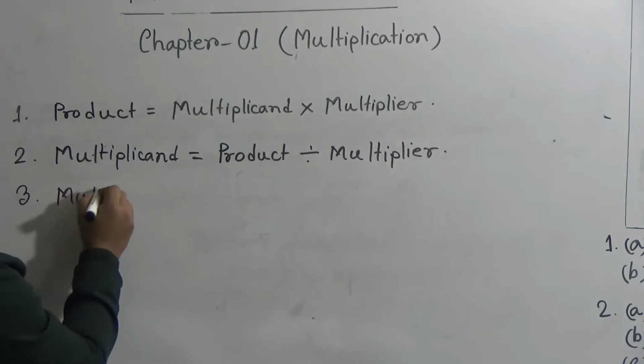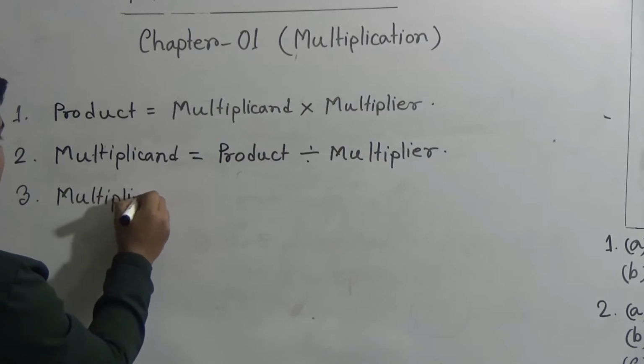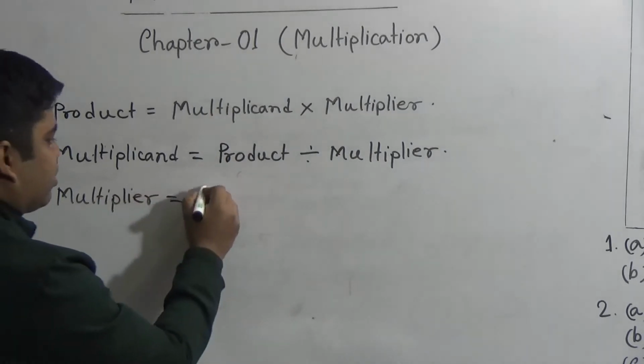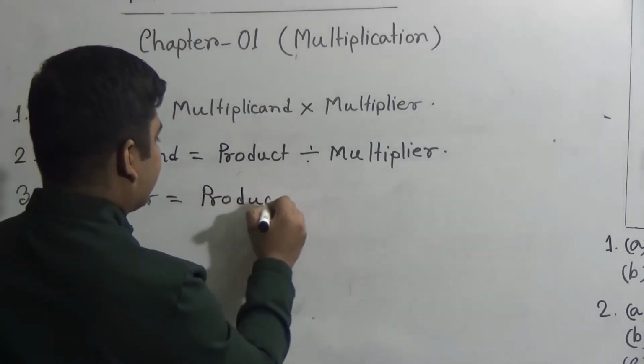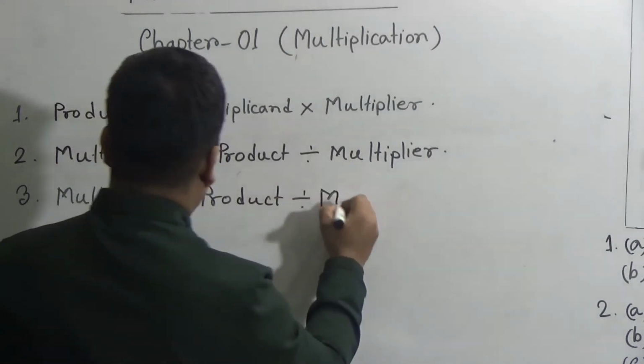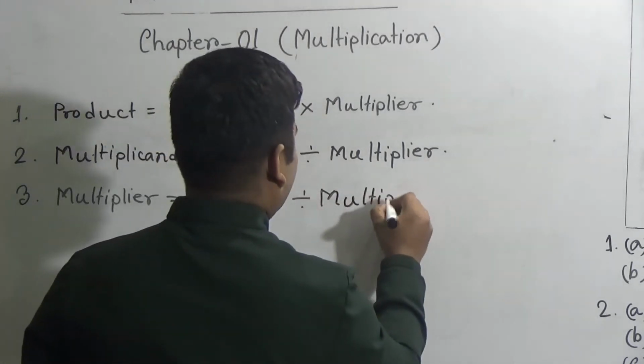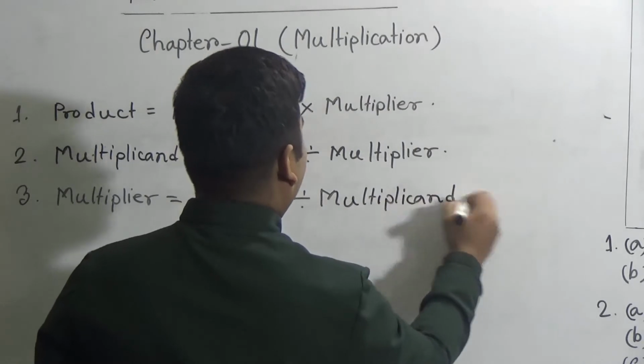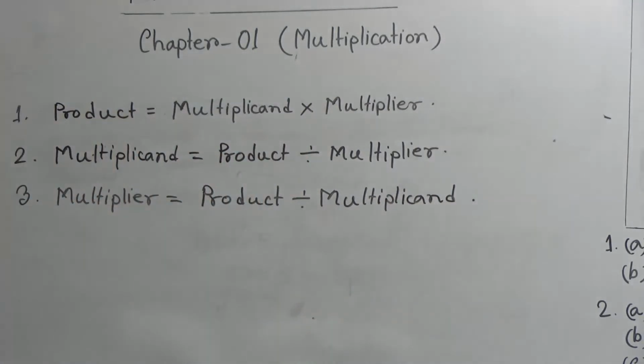Multiplier equals product divided by multiplicand. Okay? So my dear students, please notice formula 1, 2 and 3. You must memorize this very carefully. Okay? In your examination, this formula comes as your short question.